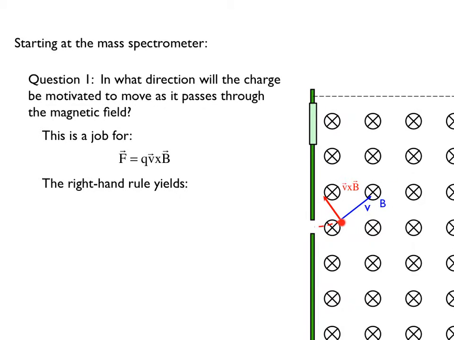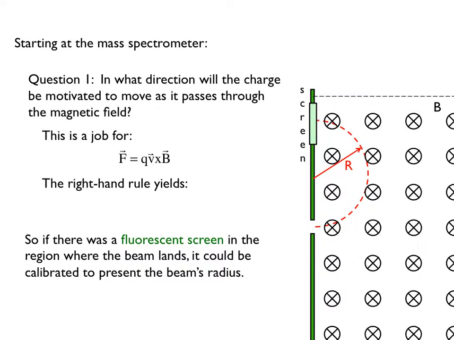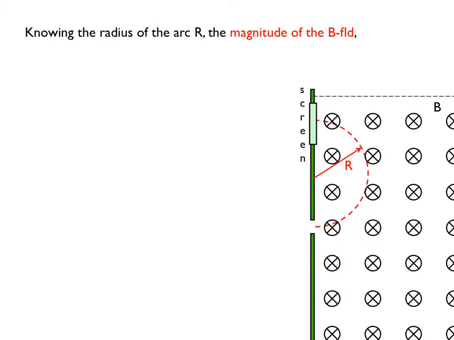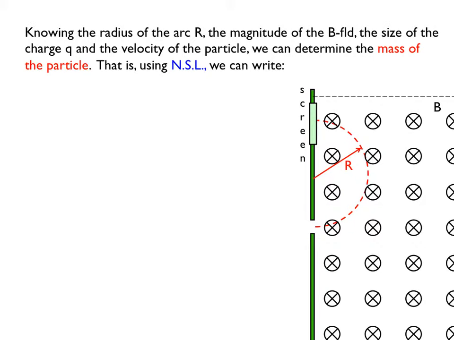When it was right here, V cross B would give you a force in this direction, which was clearly centripetal. And if you continued checking along the way, what you would find would be a circular arc. What's more, if you had a fluorescent screen set up over here like so, that was calibrated, you could actually read off what the radius of that arc would be. So knowing the radius of the arc, the magnitude of the B field, the size of the charge, and the velocity of the particle, you could use Newton's second law to write a relationship from which you could determine what the mass of the particle was.